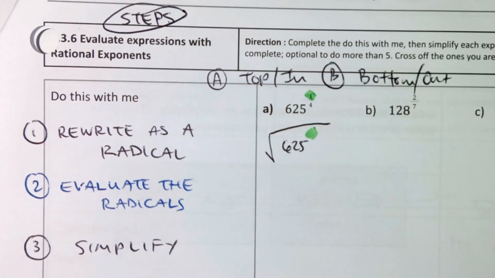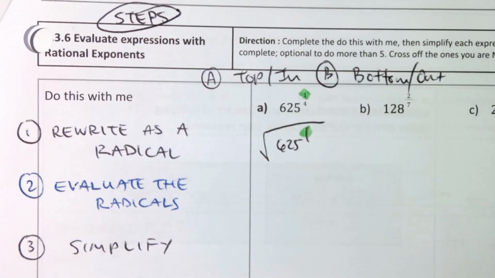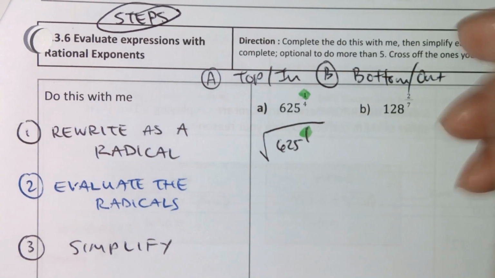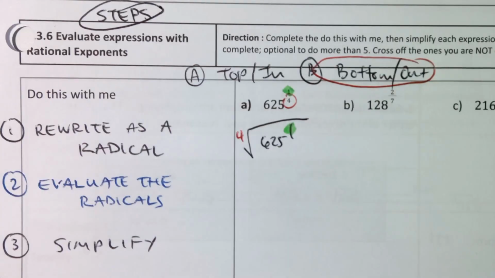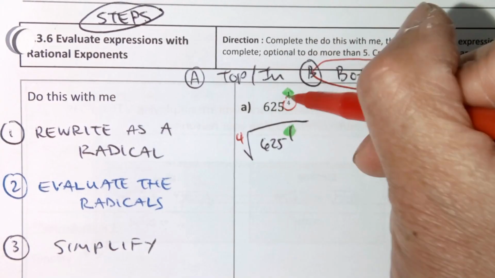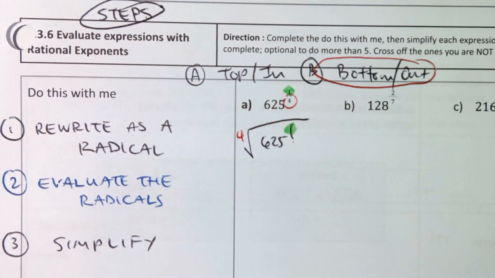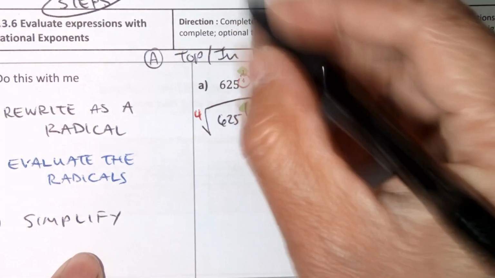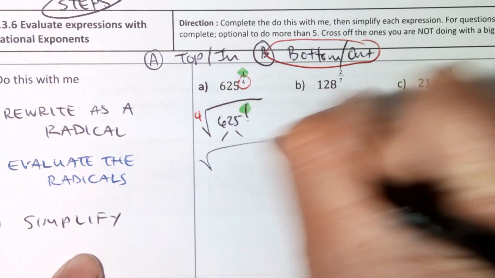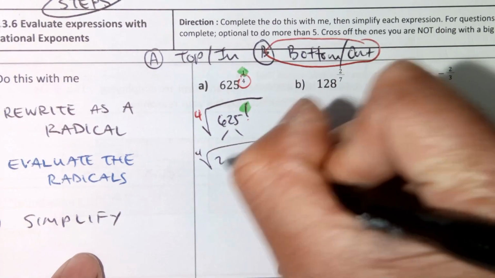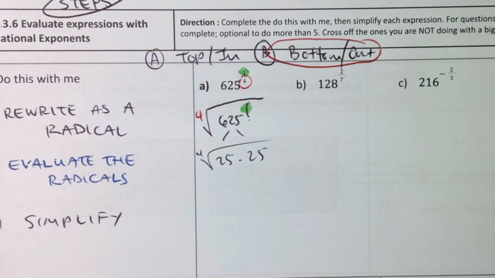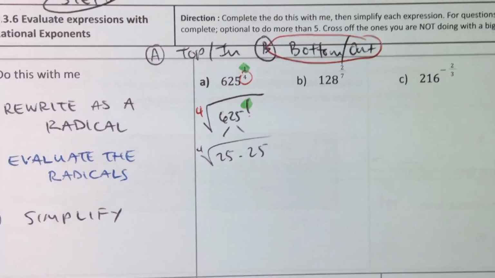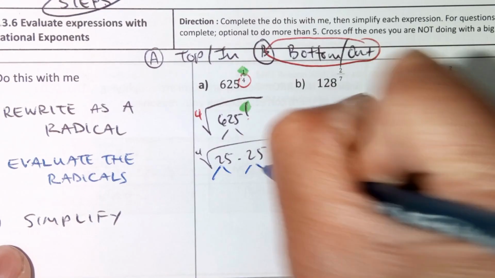So the inside will go the top here, put a 1. And then the 4 the bottom will go on the outside. Now you could break this down by hand, but we also can save some time using a calculator. Let's do it by hand. So if I break up 625, that would be 25 times 25. And then you can break down 25 into 5s.